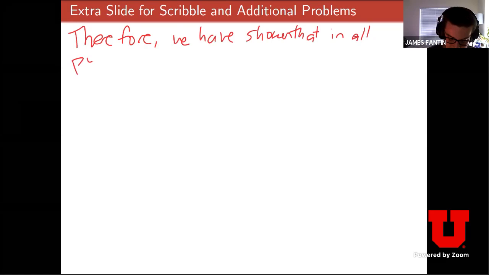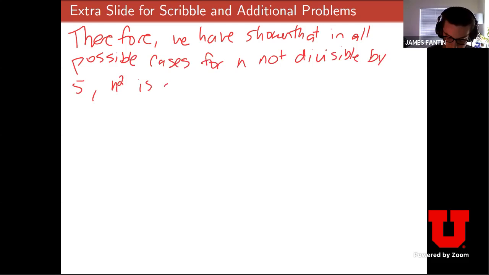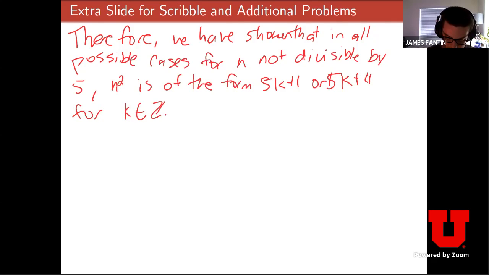all possible cases, for n not divisible by 5, n squared is of the form 5k plus 1 or 5k plus 4, for k an integer. And then we could write either a QED symbol, or I just do a box at the end, concluding our proof. And so we're right at time here.